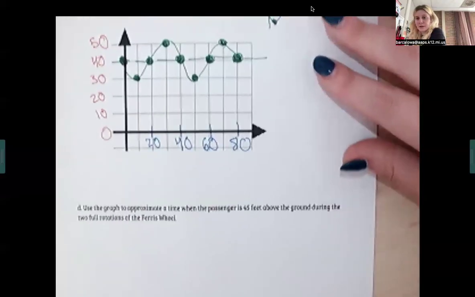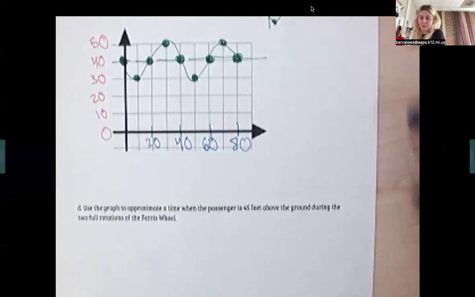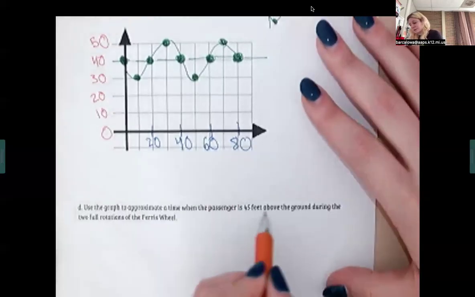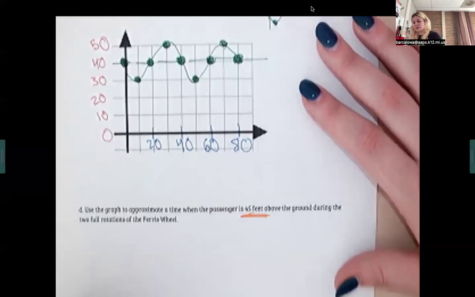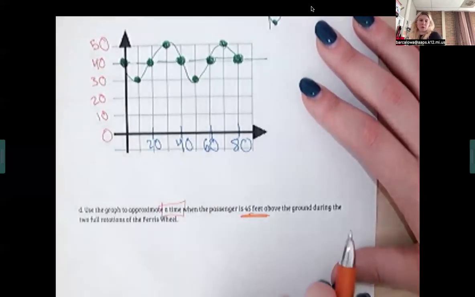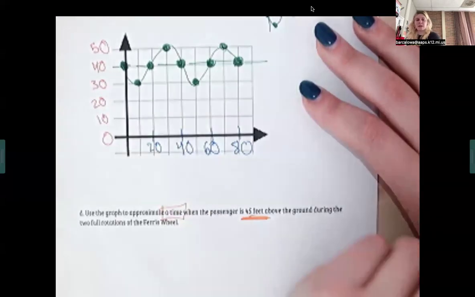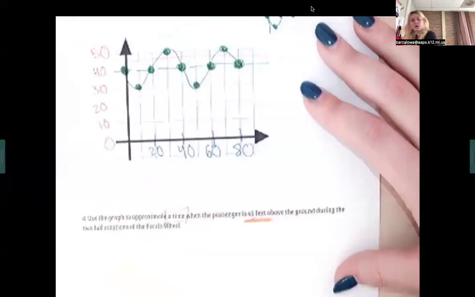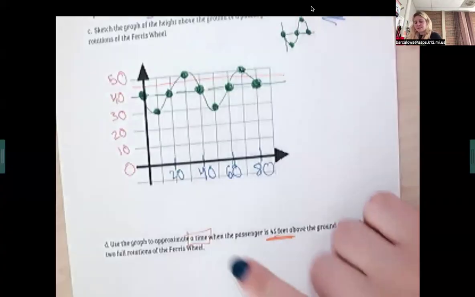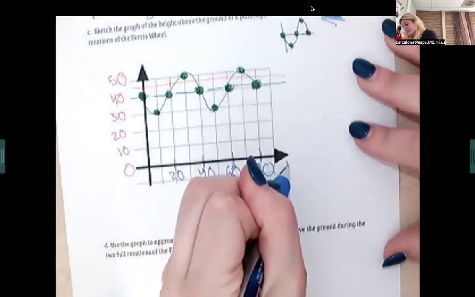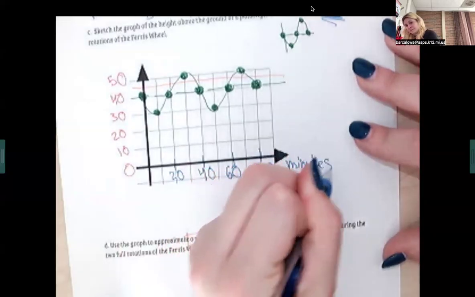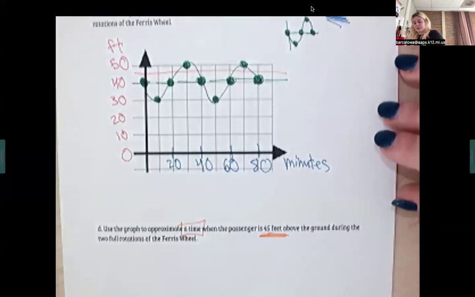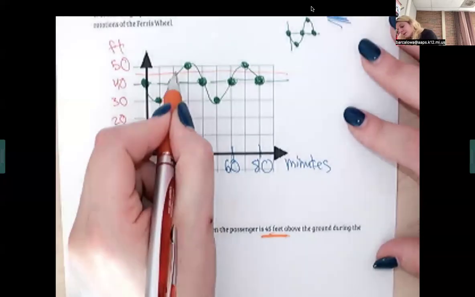Okay, last part. This is like one of the simplest parts, in my opinion. Use your graph to approximate a time when the passenger is 45 feet above the ground. Okay, they just say a time, so you only need to give me 1. Okay, well, here's 40, here's 50. Where's 45? Halfway in between the two. Okay, they say approximate a time. Maybe I should have labeled these axes. This is minutes, and this one is feet. Okay, so approximate a time. Look at all these options.